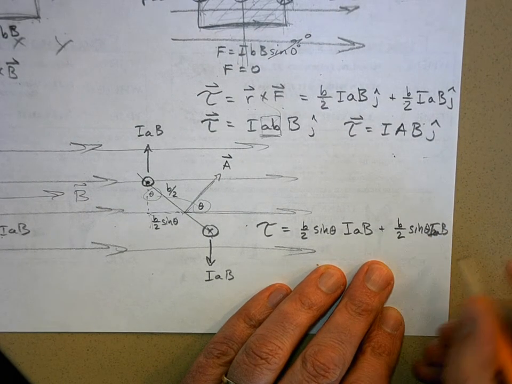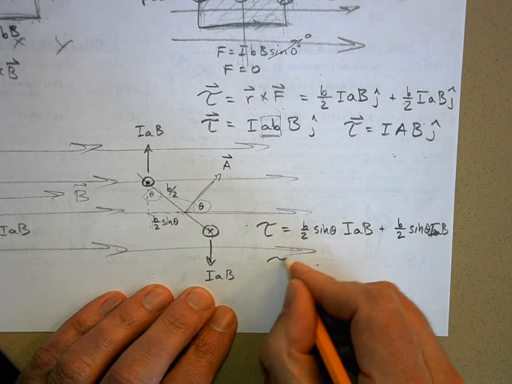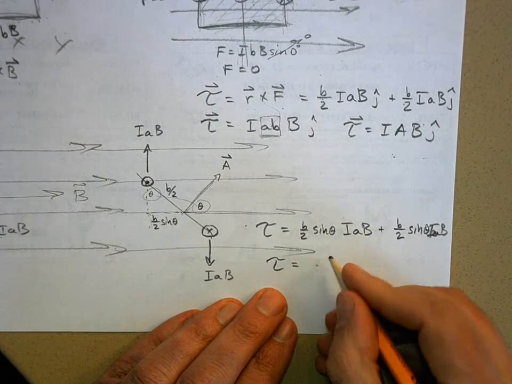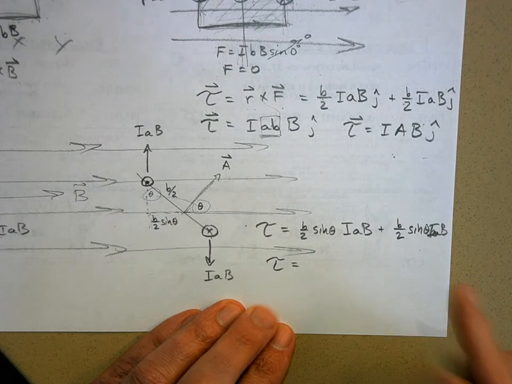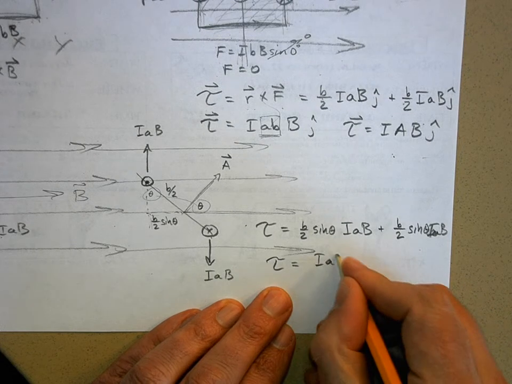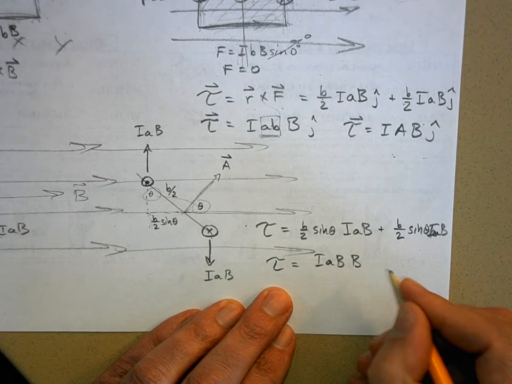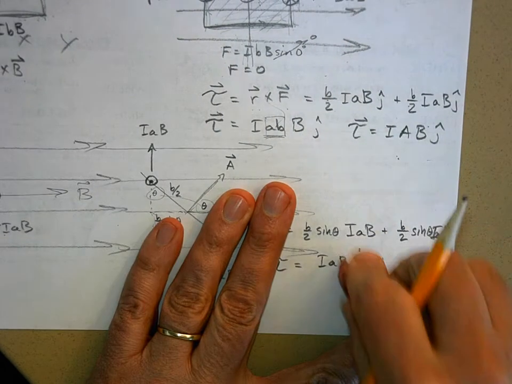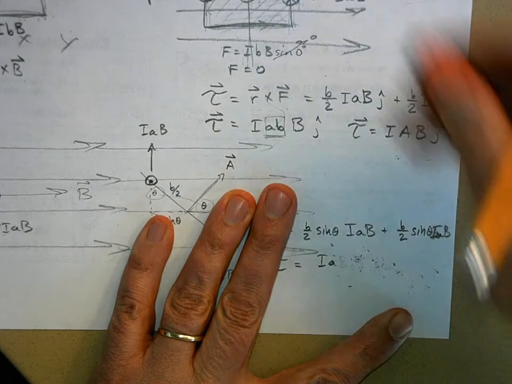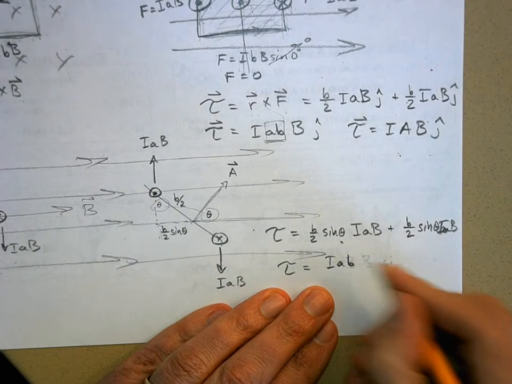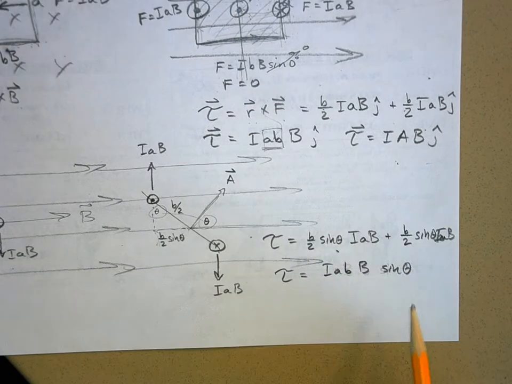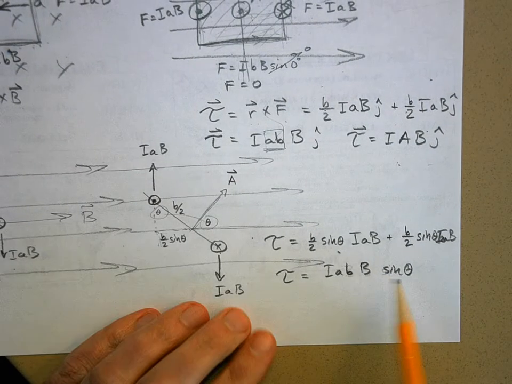And so what we get is our torque is equal to, same thing we had before, IAB times B, but now we've got a sine. IA little b times big B times the sine of the angle. And here's A.